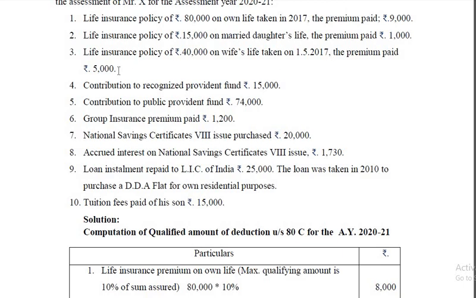Life insurance policy of 40,000 on wife's life taken on 1/5/2017. The premium paid is rupees 5,000. So 1/5/2017, that means 10%. 10% of 40,000 is 4,000, and therefore only 4,000 is qualified. 4,000 or 5,000, whichever is less. So 10% of 40,000, that is 4,000, is lesser than the actual amount. So 4,000 is qualified. Contribution to recognized provident fund 15,000, that's qualified.